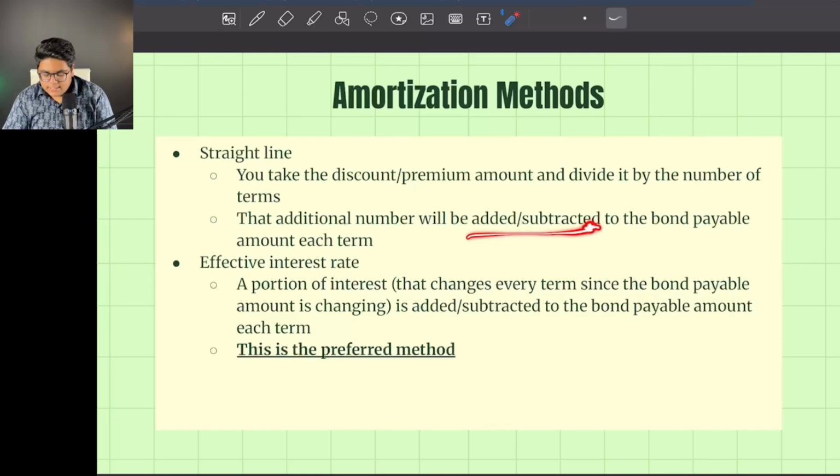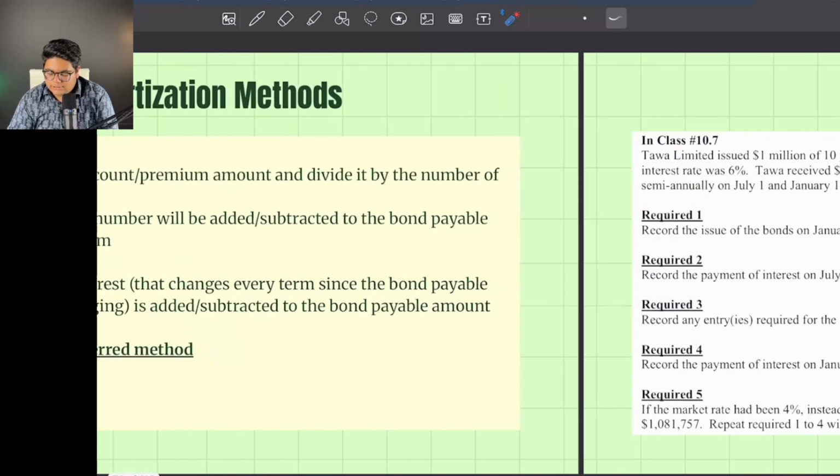each term. Next up is the effective interest rate, where we have a portion of the interest that changes every term since the bond payable amount is changing, right? This is the preferred method because it represents the cost at a more accurate level. And again, this is added or subtracted, depending on the discount or the premium, to the bond payable amount each term.